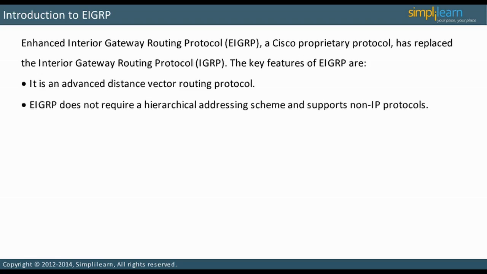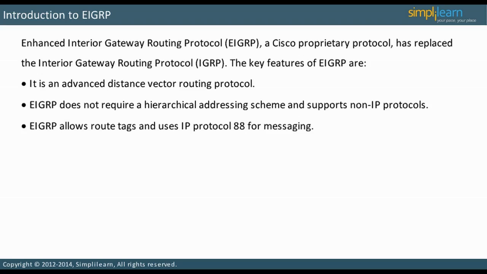EIGRP does not require a hierarchical addressing scheme, but it works better with it. It is the only routing protocol covered in this course that can support non-IP protocols. Protocol-dependent modules, PDMs, handle Novell IPX, AppleTalk, as well as IP. EIGRP allows route tags. It uses IP Protocol 88 for messaging. It does not use User Datagram Protocol, UDP, or Transmission Control Protocol, TCP. All the routing protocols except BGP use their own protocol numbers.